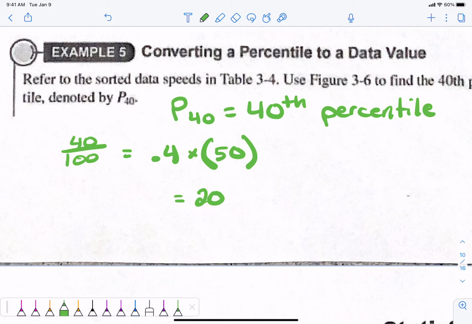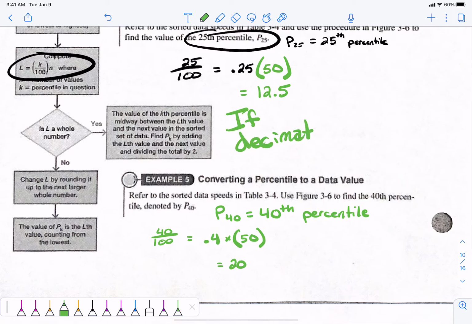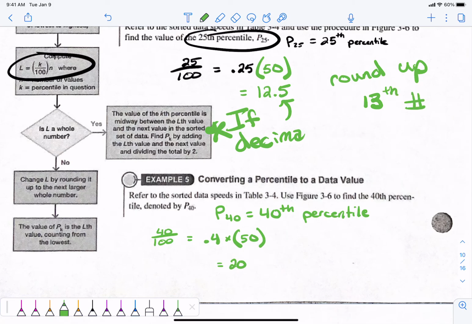Okay, now here's the deal. When you're doing percentiles, there are two rules. If when you do this calculation you end up with a decimal, like this 12.5 was, we round up to the next number. So we're looking for 13, which means we're looking for the 13th number in our data set. If your number is a decimal, you round that number up, regardless of whether it rounds up or not. Like if it was 12.1, you would still round up to 13. You always round that number up, and we're going to take the 13th number.